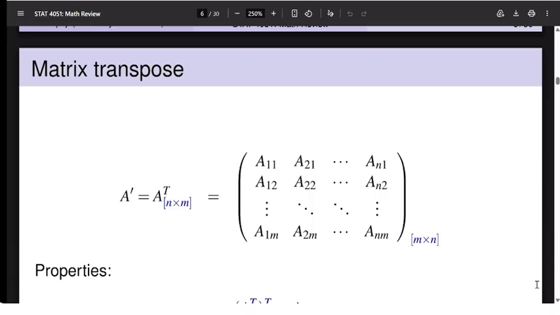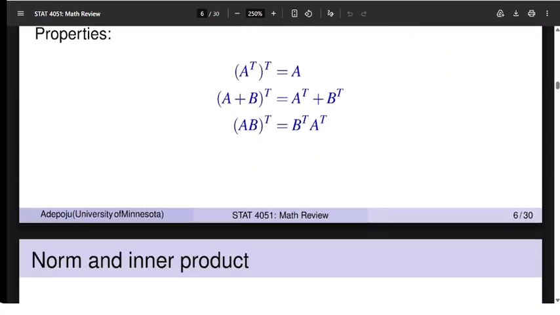What is the notation for transpose? At times we can use a prime, then we can also use T. So it's the same. That is a transpose. We also want to be guided by properties. If I have a matrix, I find the transpose, and I find the transpose of the transpose, the transpose of a transpose will return the matrix back to its original form.